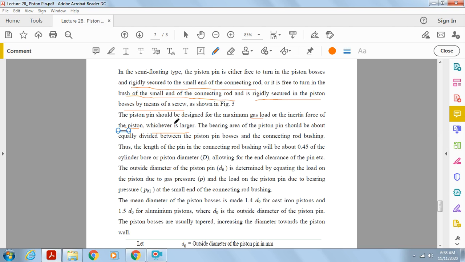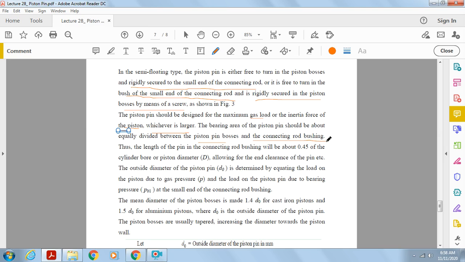The bearing area of the piston pin should be about equally divided between the piston pin boss and the connecting rod bushing. The bearing area should be equally divided, because the piston pin is basically the bridge, or the connection, between the connecting rod and the piston boss. The bearing area shared by the piston pin must be equally shared between these two parts, the connecting rod and the piston.